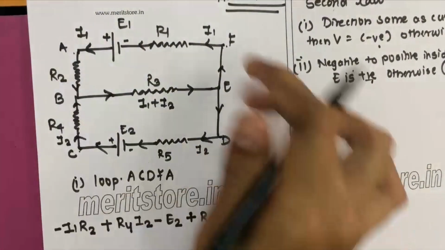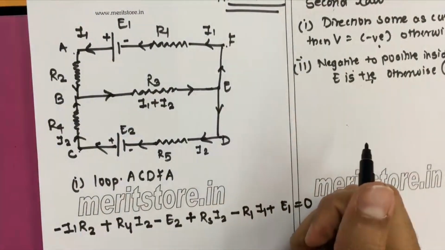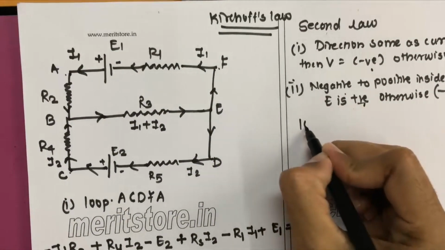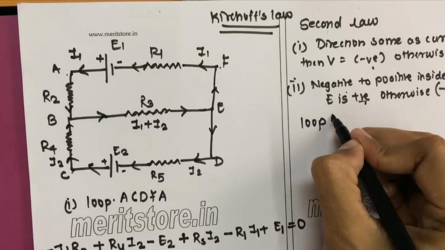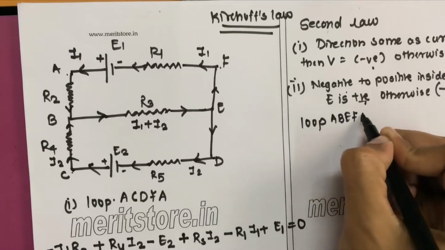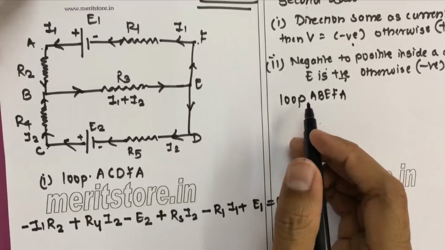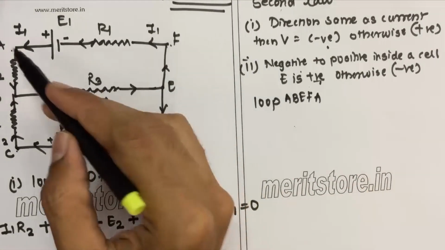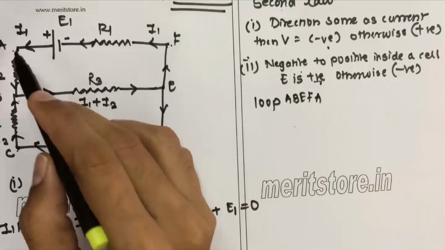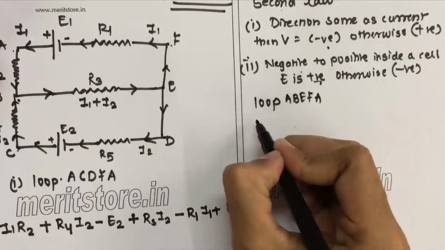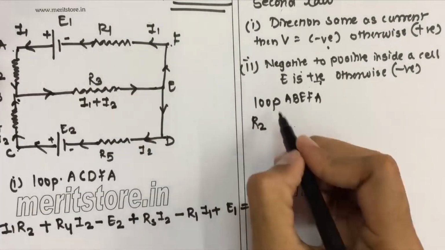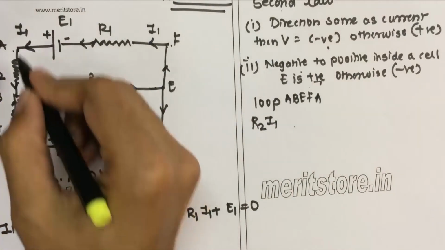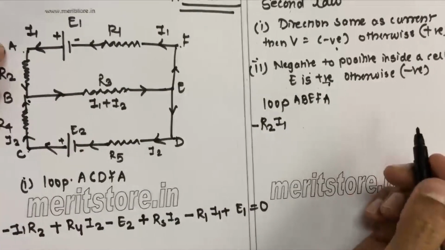Okay, this is a bigger loop. Now if we take a smaller loop, like the loop A, B, E, F, A. Okay, for this loop A, B, E, F, A, now we go from A to B. Again we get R2, and the current we are getting here is I1. We are going in the same direction as the current, so we get minus here.